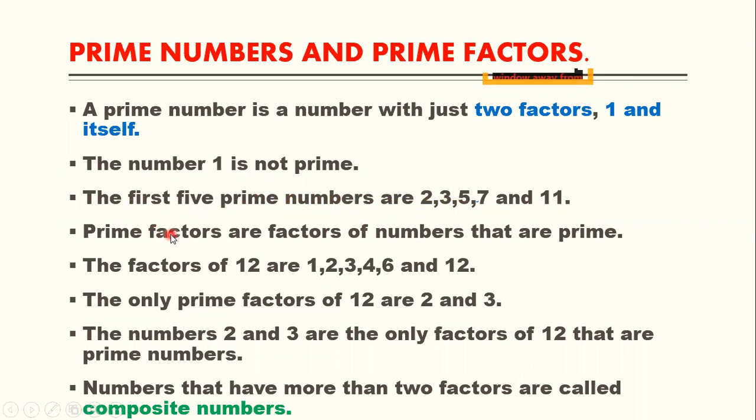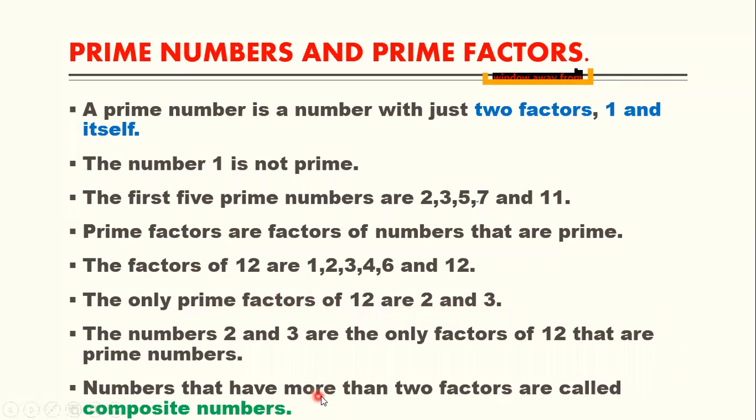So if you list all the factors of 12, those factors are 1, 2, 3, 4, 6, and 12. Those are the numbers we multiply to get 12. Out of these numbers, the prime numbers among the factors of 12 are 2 and 3. So 2 and 3 are what we call the prime factors of 12. I repeat, 2 and 3 are prime factors of 12. So prime factors are factors of a number which are prime.